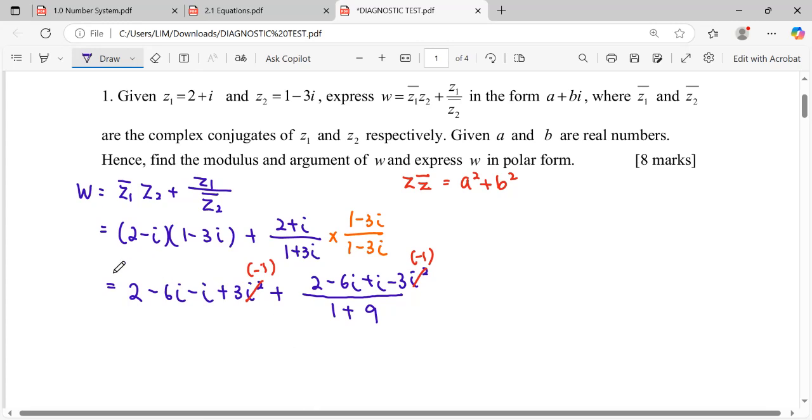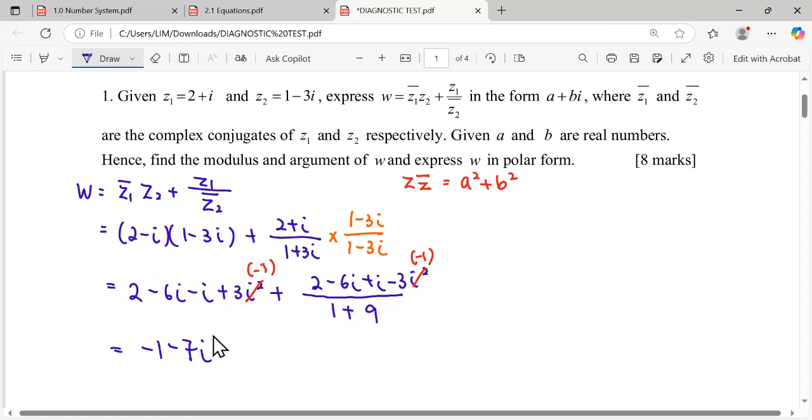Then we simplify into our standard form. So 3 times negative 1, negative 3, plus 2, we get negative 1. We do the real part first. Imaginary part, negative 7i. So this is our standard form after multiplication.